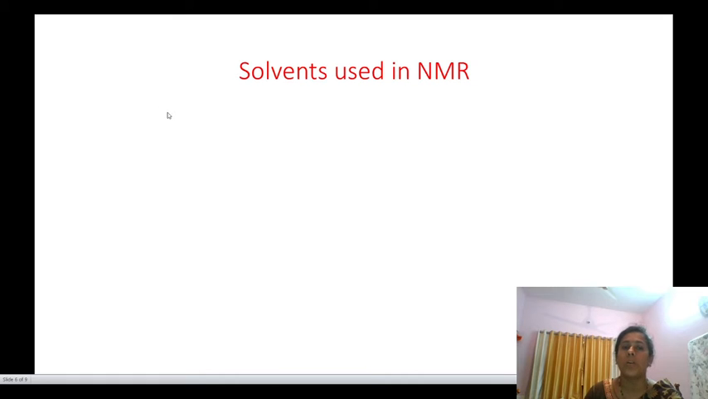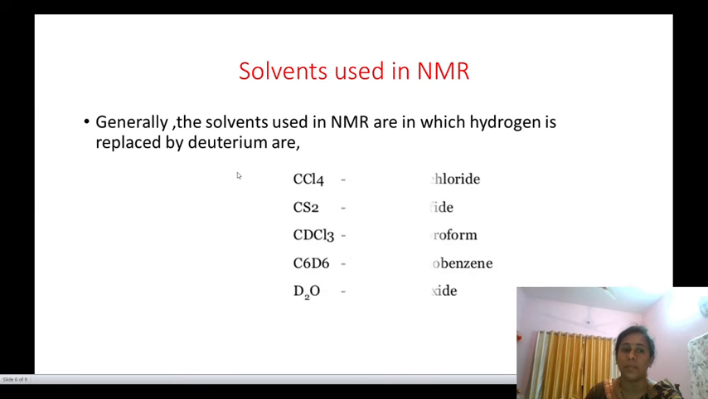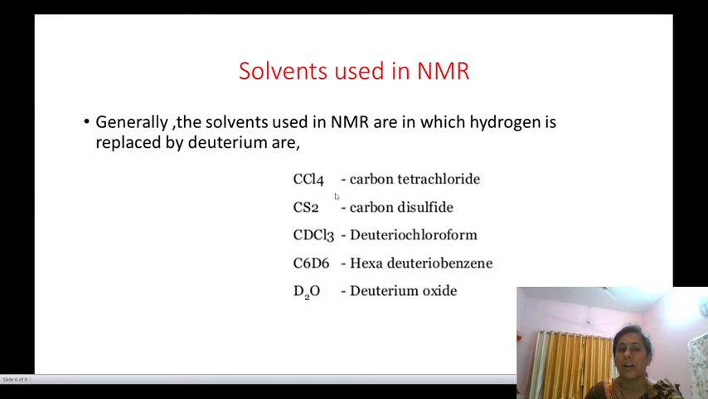Now, the solvents used in NMR spectroscopy. Generally, the solvents used in NMR spectroscopy are those in which hydrogen is replaced by deuterium. The first one is carbon tetrachloride having formula CCl4, CS2 carbon disulfide, CDCl3 deuteriochloroform, C6D6 hexadeuteriobenzene and the last one is deuterium oxide which is represented by D2O.